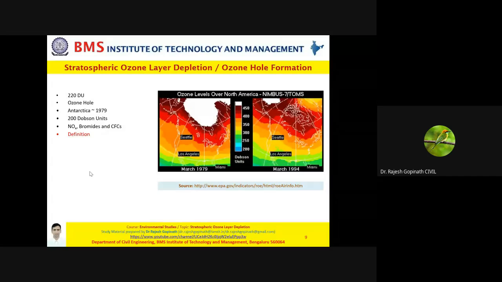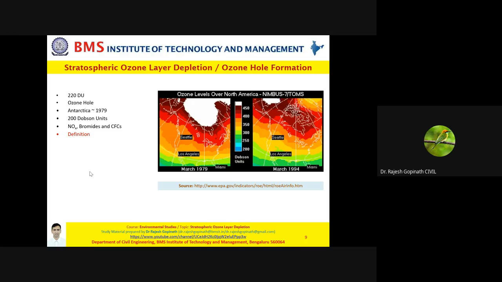Friends, the ozone layer is measured in Dobson units. 1 Dobson unit is equivalent to 0.01 mm thickness of stratospheric ozone. Now, the ozone layer is usually very thin over the equator and very thick over the poles. If we take the average measurement of the ozone layer around the earth, it roughly comes to around 220 Dobson units as of now.